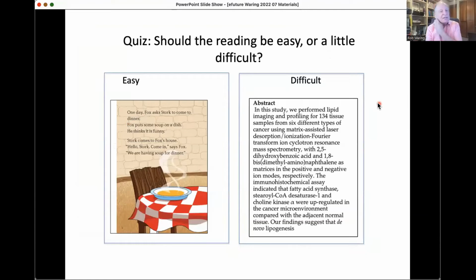Should the reading be easy or a little difficult? Well, if you want to read a lot, then of course it has to be easy. If it's too difficult, then we're going to slow your reading down, slow down your eye movement and so on, and you'll be actually more studying than reading. And we'll talk more about that later.